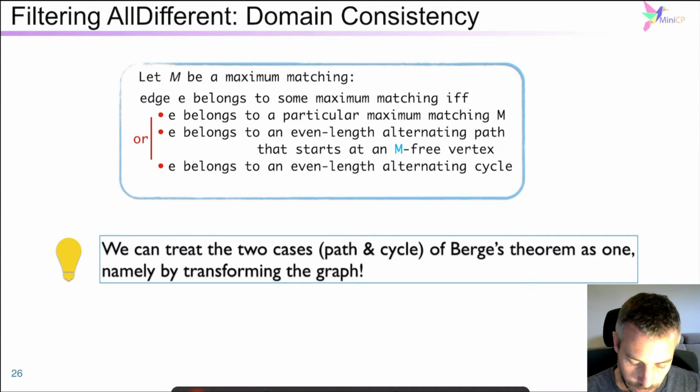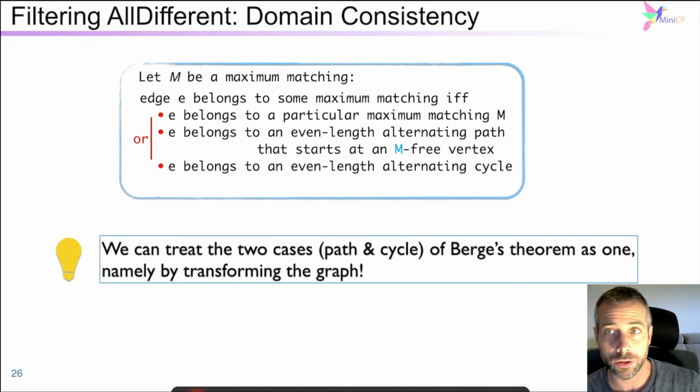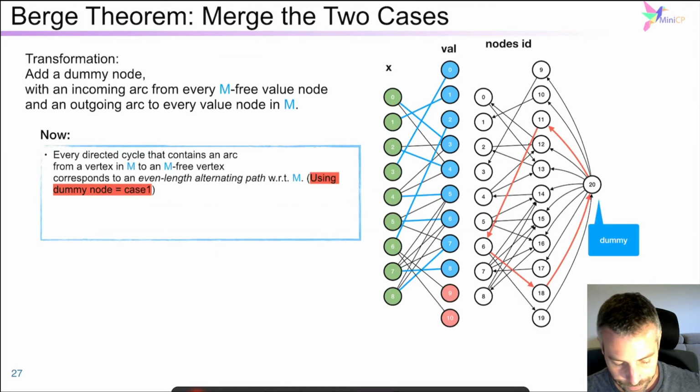So the filtering algorithm will be this one. An edge E belongs to some maximum matching if it belongs to a specific particular maximum matching, that's the first case, or it belongs to an even alternating path that starts at an M-free vertex, or it belongs to an even alternating cycle. And the good news is that we can treat the two cases of Berge's theorem as one by transforming the graph first. Let's see this very interesting transformation that was invented by Jean-Charles Régin.